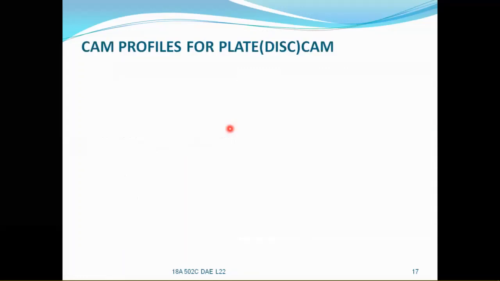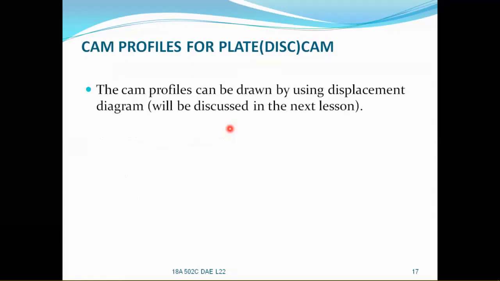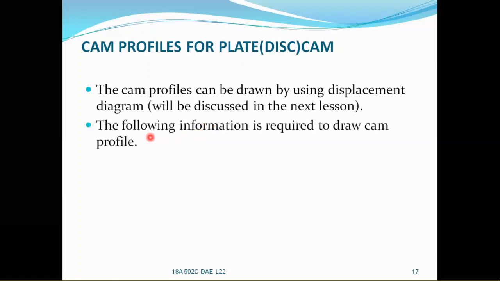Now cam profiles for plate cam or disc cam. The cam profiles can be drawn by using a displacement diagram. That means in order to draw the cam profile, the displacement diagram should be there, which will be discussed in the next lesson. Right? The following information is required to draw the cam profile: we must have the displacement diagram and also the following information.